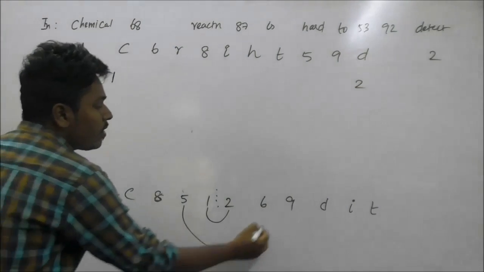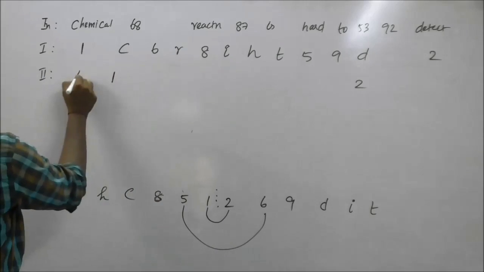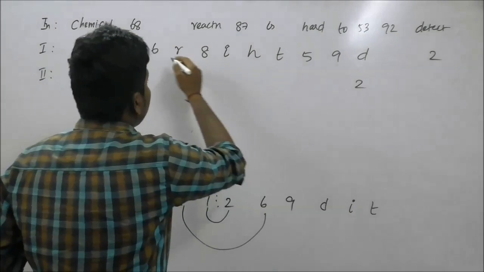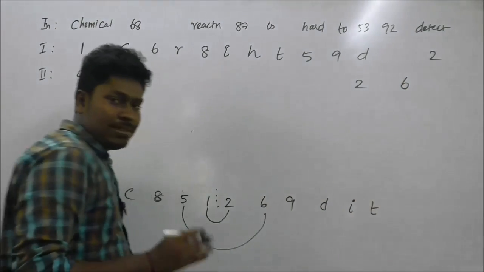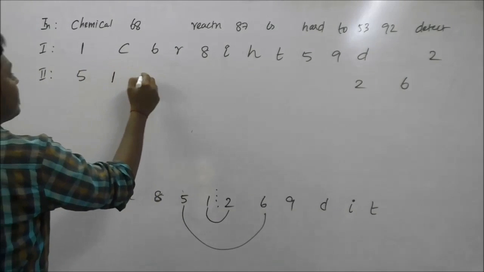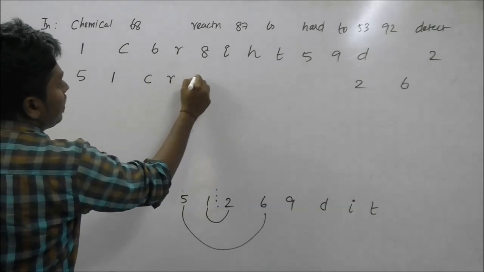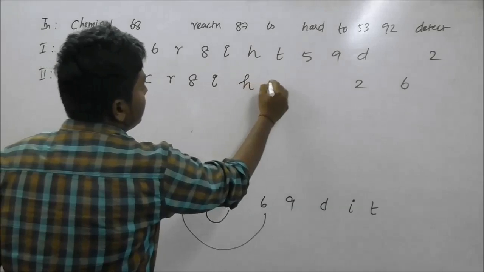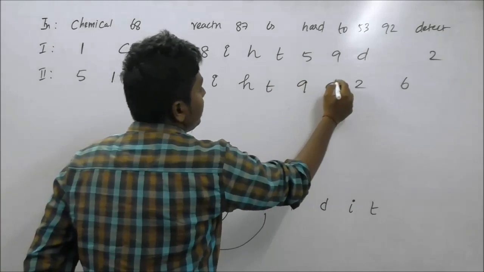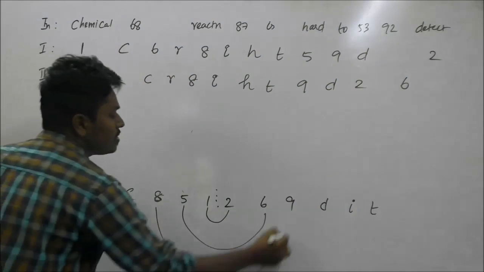We need to concentrate on 5 and 6. Where is 5 here? Here it is 5. And where is 6? Here it is 6. Just concentrate on 2 numbers. That's enough. Write the remaining values as they are. That is 6, C, R, 8, I, H, T, 5 already written, so 9, T. That's enough. The second thing is that we need to concentrate on 8 and 9.